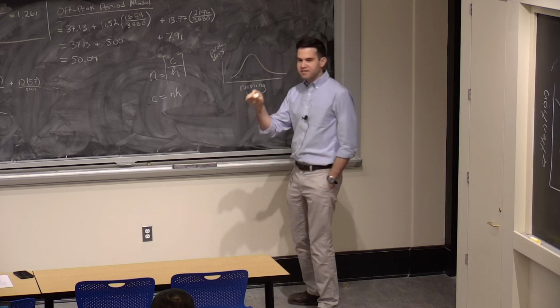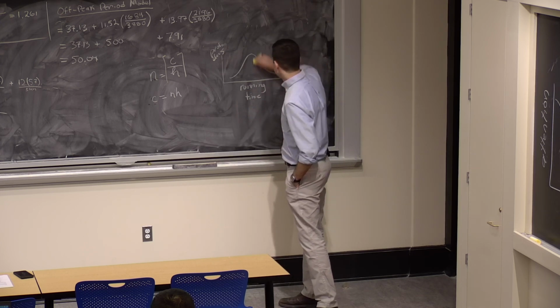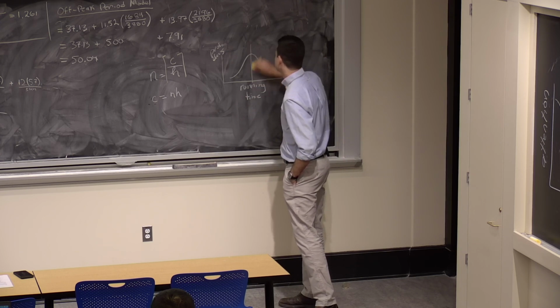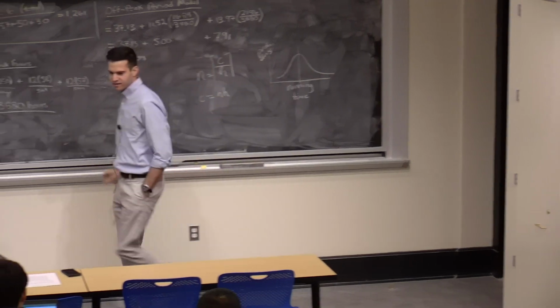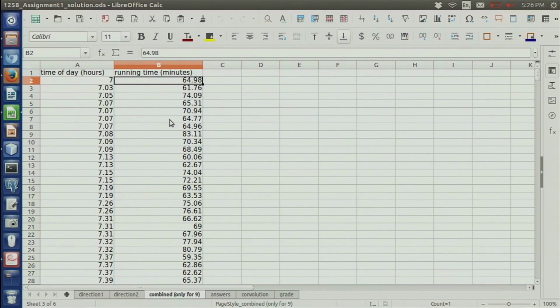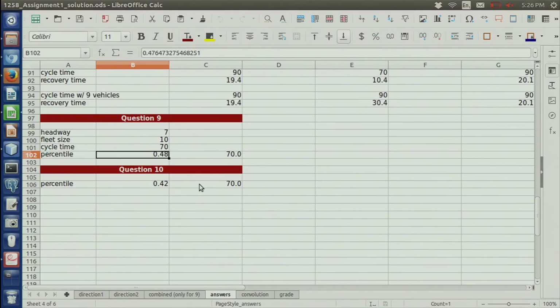And we said the cycle time is 70, so 70 will fall somewhere around here, it turns out, if you look it up. That's very close to 50%. So the way I computed it, I used the spreadsheet's solver, Goal Seek, different names for it.